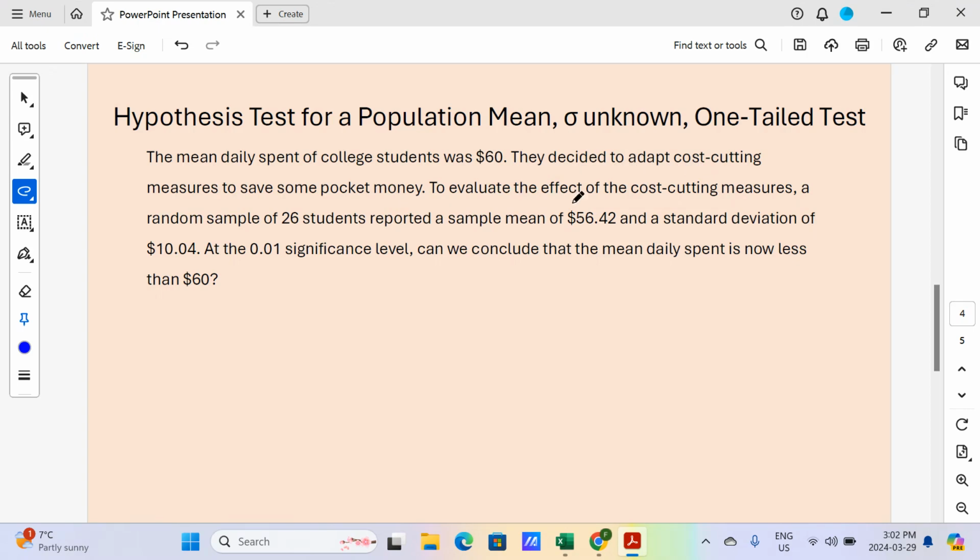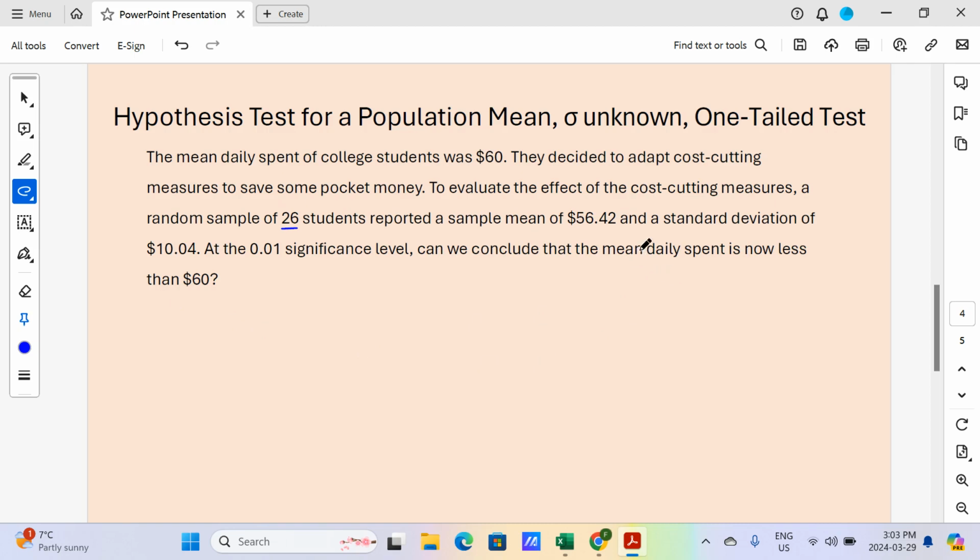To evaluate the effect of these cost-cutting measures, a random sample of 26 students selected. Look at here, they have selected a sample of 26 students, and this sample reported a sample mean of $56.42, sample mean, and standard deviation of $10.04. It's sample standard deviation. Sigma population standard deviation is unknown. Question says at the 0.01 significance level, it's alpha. Can we conclude that the mean daily spend is now less than 60?